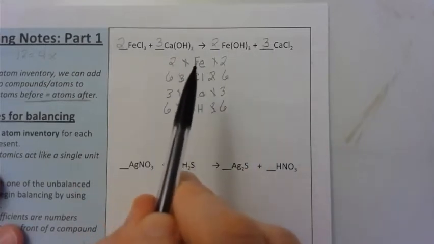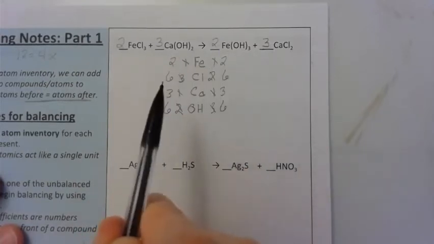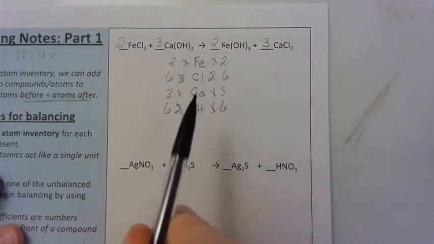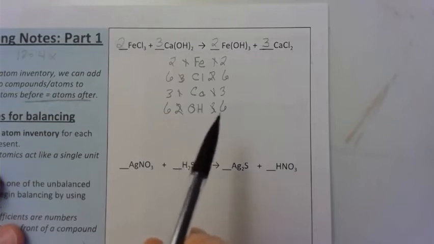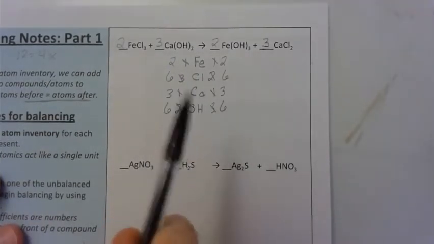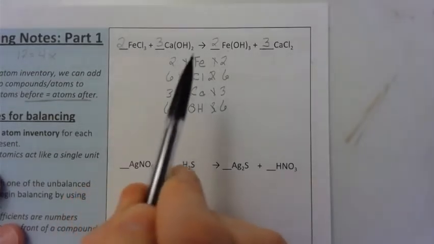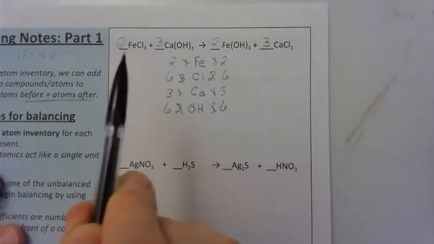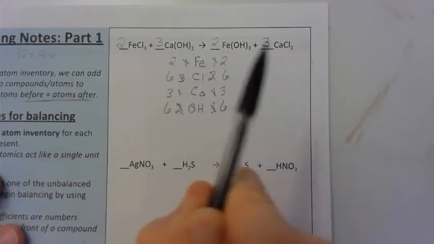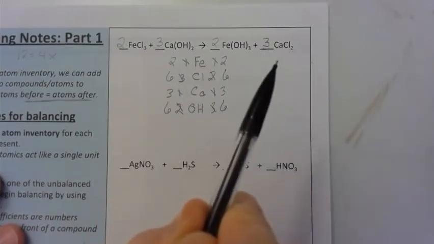because 2 irons are going in and 2 irons are coming out. 6 chlorines are coming in, 6 chlorines are coming out, 3 in, 3 out, 6 in, 6 out. So this is what we're looking for in a correct final answer. The number of elements on our reactant side in some specific ratio matches up to that on the product side.